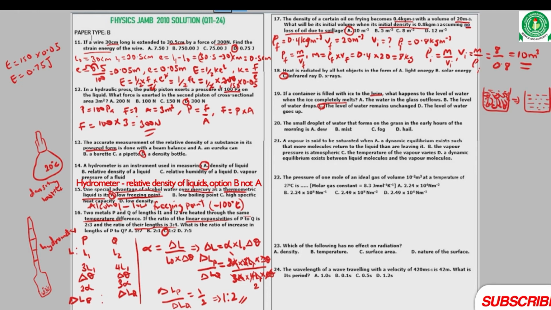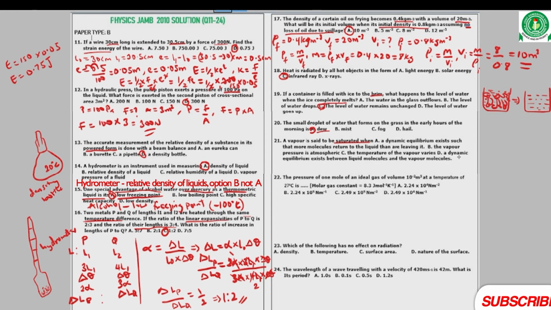Question number 20 says the small droplet of water that forms on the grass in early hours of morning is dew. So option A is dew. Number 21: a vapor is said to be saturated when a dynamic equilibrium exists such that more molecules return to the liquid than are leaving it. The vapor pressure is atmospheric. The temperature of the vapor varies. That's option C, no.